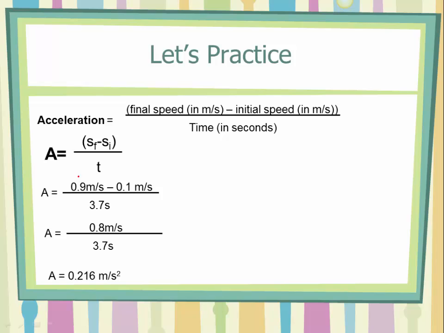So we punch in the final speed minus the initial speed, so that gives us 0.8 meters per second. We are going to divide that by time, which is 3.7 seconds. And so that's going to give us an acceleration of 0.216 meters per second squared.